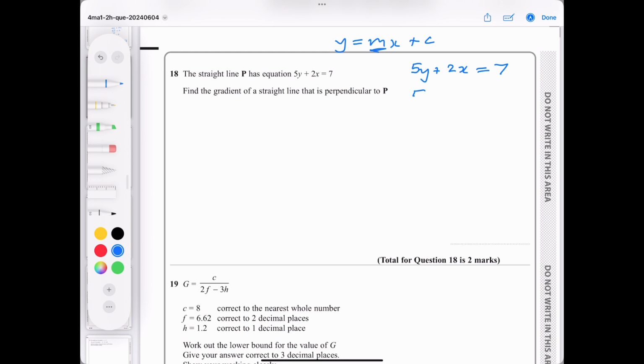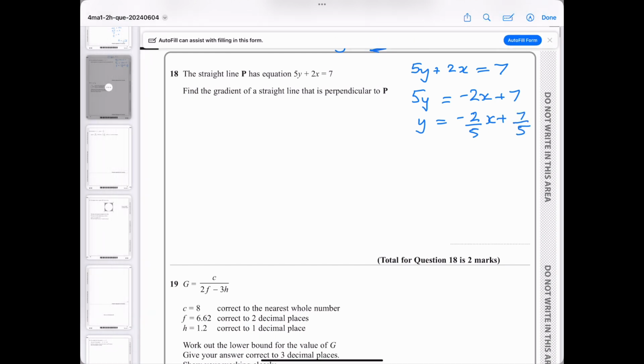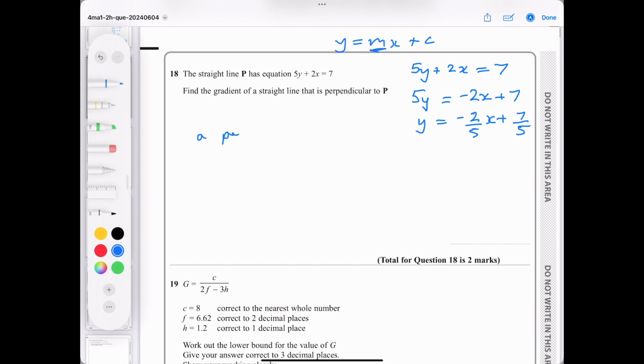So let's take away 2x from both sides. So it's minus 2x plus 7. And then divide through by 5. So y equals minus 2 over 5 x plus 7 over 5. Now the last bit, the c, is not relevant, because now we're going to a perpendicular line, which is basically the negative reciprocal.